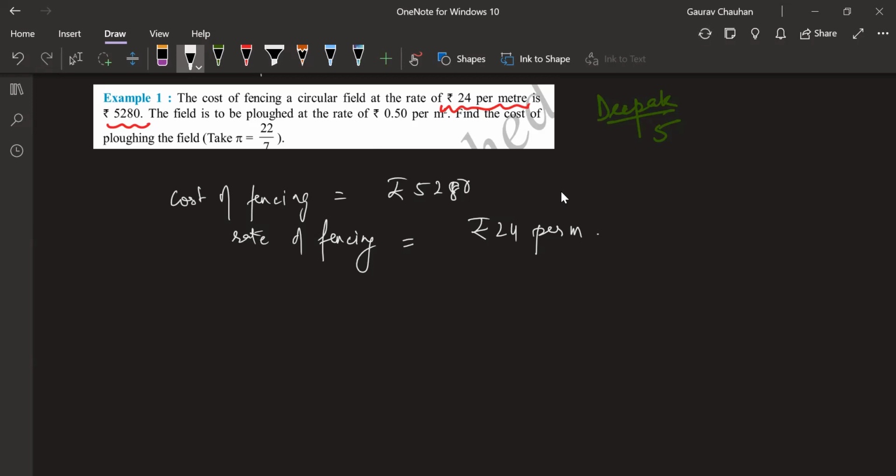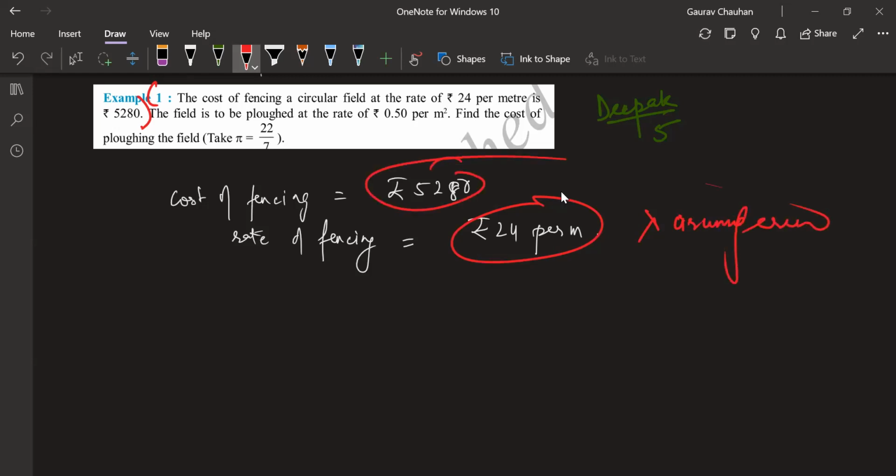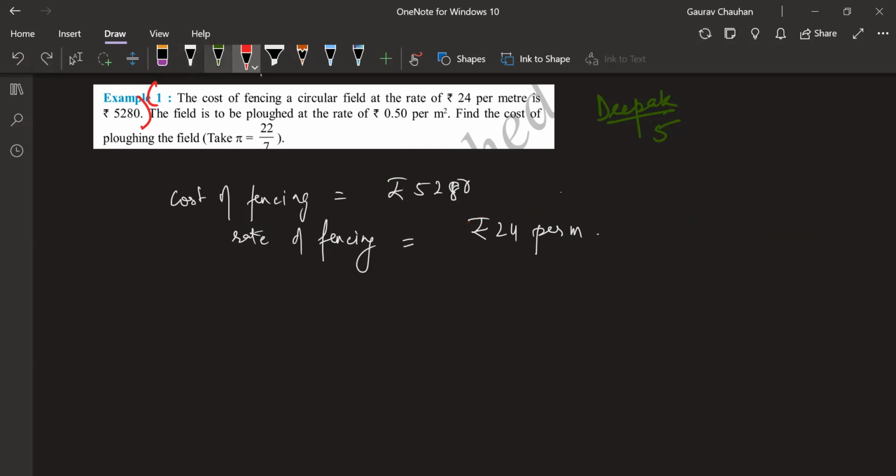We good? Yeah. Now from this much, it is clear that you can find something. What can you find, Manisha? We can find the circumference, right? Because this into the circumference will give me the total cost, right? We good with that? So we'll be able to find the circumference. But let's see what they're asking till the end.